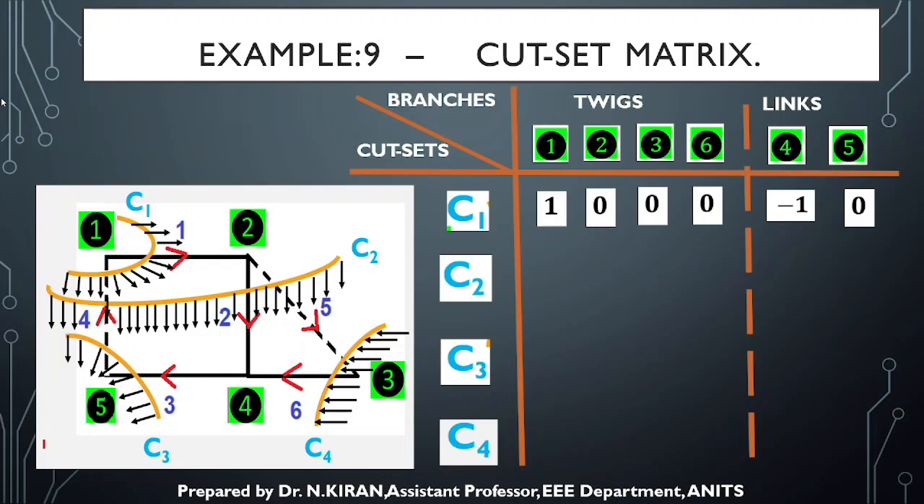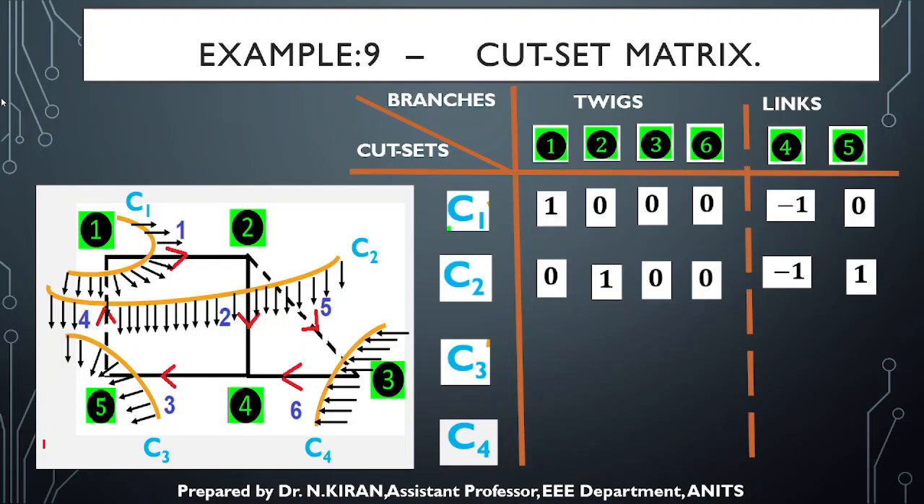Next, considering cut set C2: the first twig is nowhere related, 0. The second twig is in the same direction as C2, so +1. The third and sixth twigs are nowhere related to cut set C2, so they are 0. Coming to the fourth link, it is in the opposite direction when compared to cut set C2, -1. The fifth link is in the same direction, so it is +1.